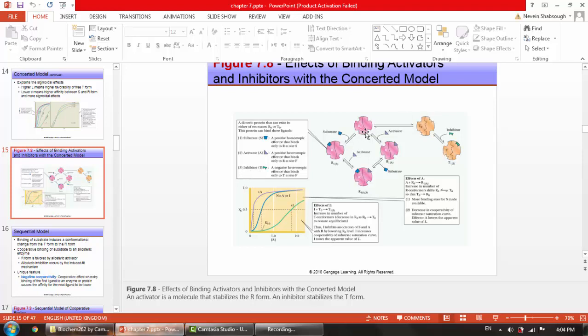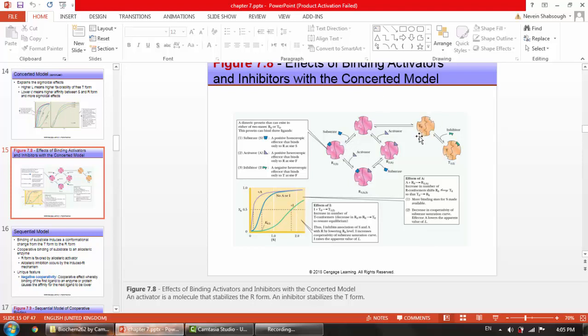Now, when the activator binds to the R form, the equilibrium shifts to the left, and less substrate is required to reverse the equilibrium, and cooperativity will decrease. So what are the effects of adding the activator? A decrease in cooperativity, and also the value of L decreases too.